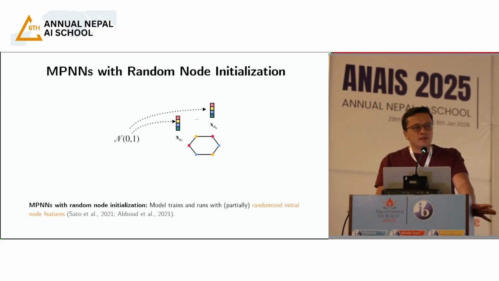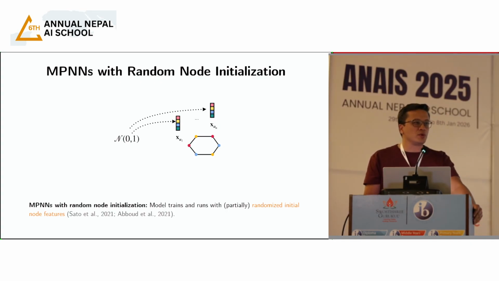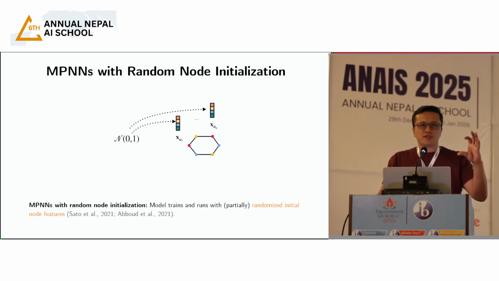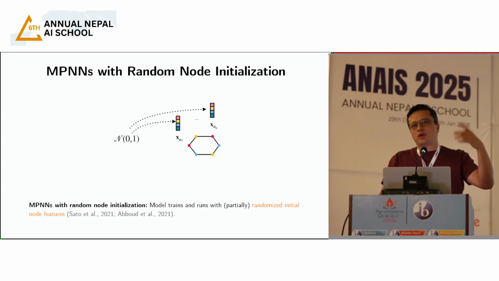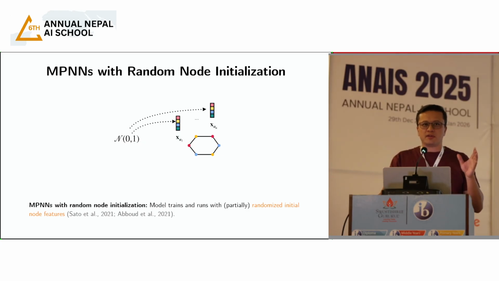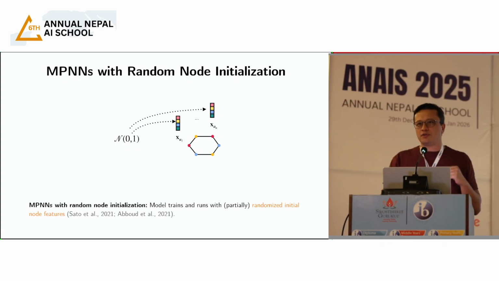Now, one kind of relaxation we can do, and this is something we did in one of our works, is that we can inject some randomness to the initial features. So maybe there are some initial features. We can inject a little bit of randomness into some existing features, or append some random features to the vector. Doesn't matter. The whole idea is we want to have some randomness in the initial features.